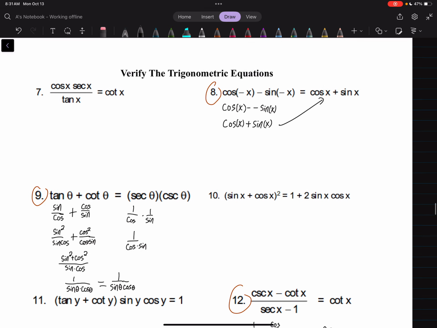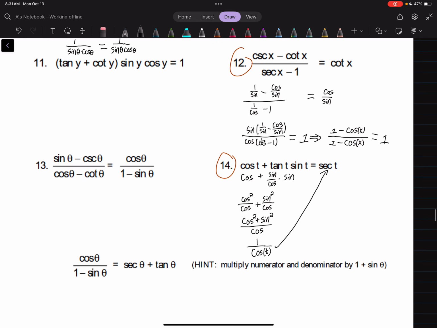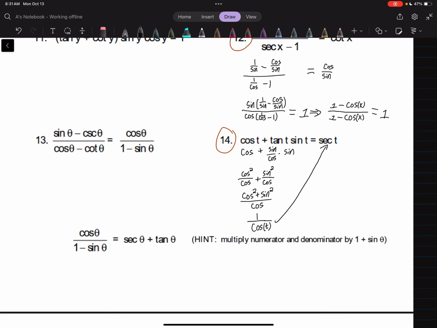So you have 5 problems to do. There's the first 3 and the last 2. And we are done for the day.